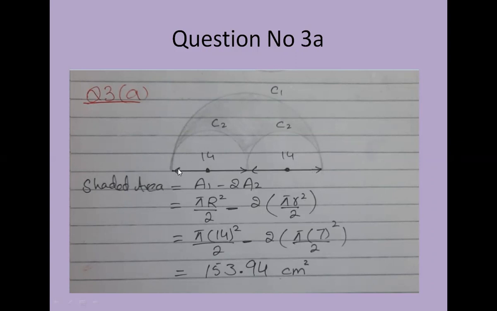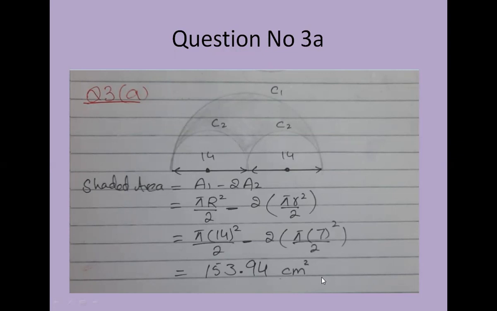So the strategy is that from this big semicircle's area, you will subtract the area of this semicircle and this semicircle. So basically A1 minus 2 times A2. So pi r squared divided by 2 minus 2 into pi r squared divided by 2. So pi 14 squared divided by 2 minus 2 into pi 7 squared divided by 2.